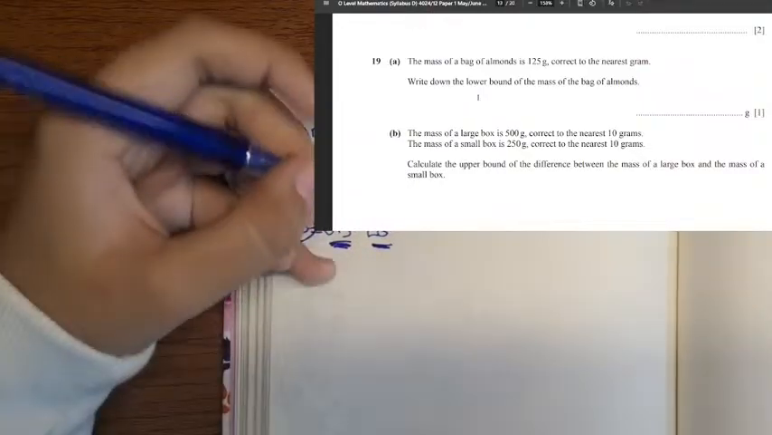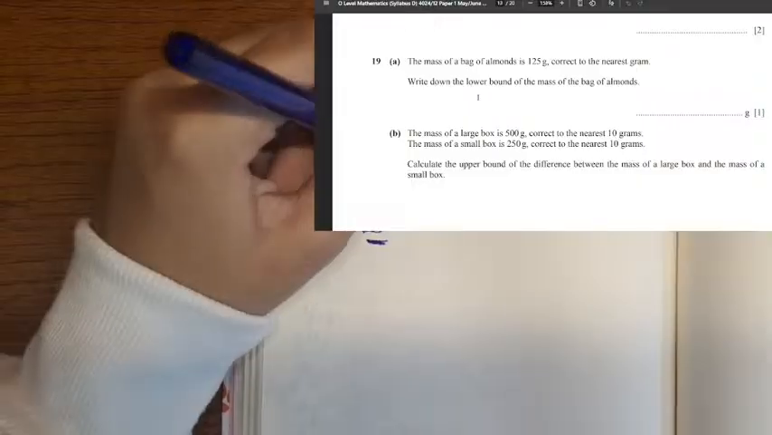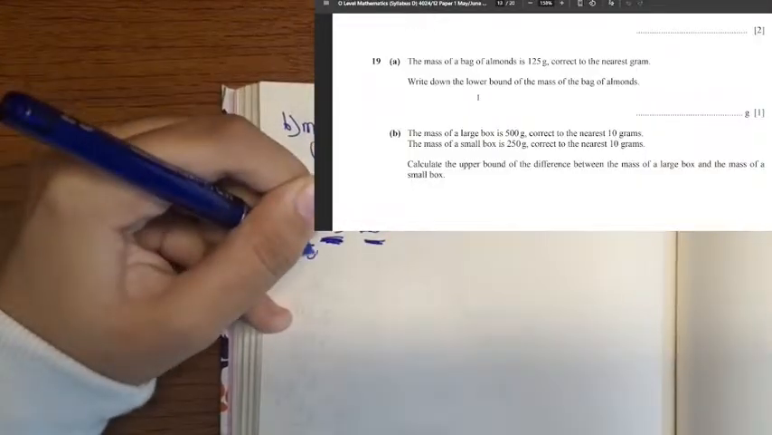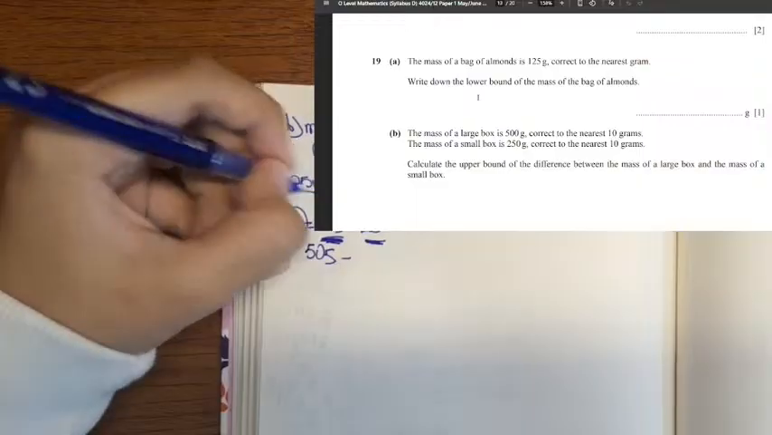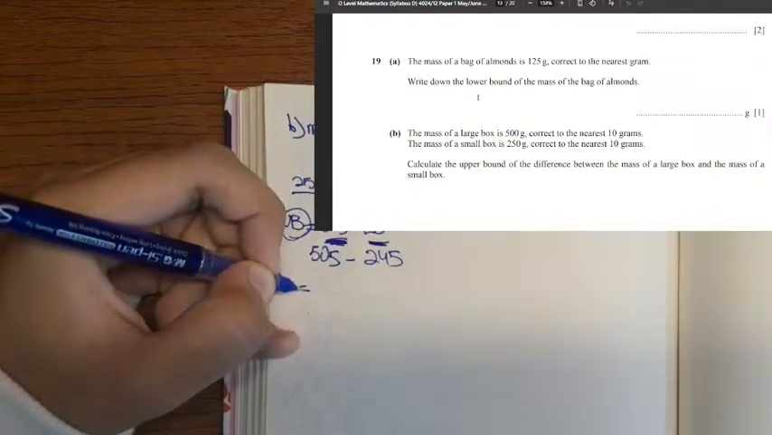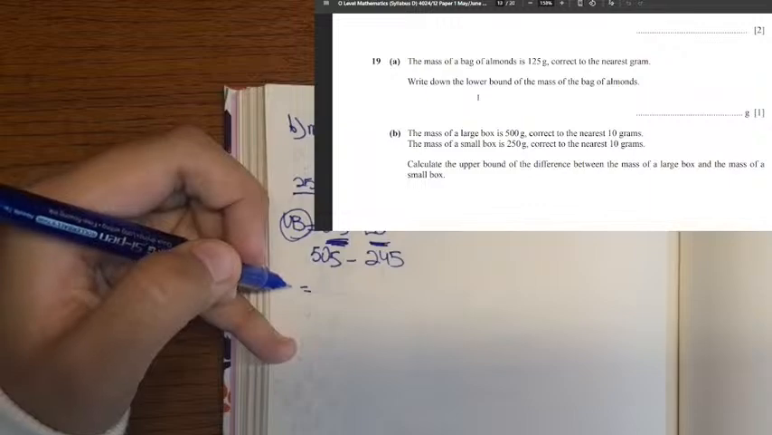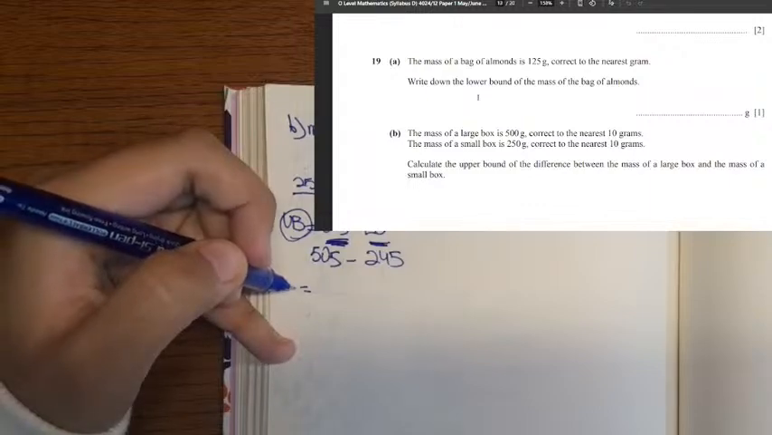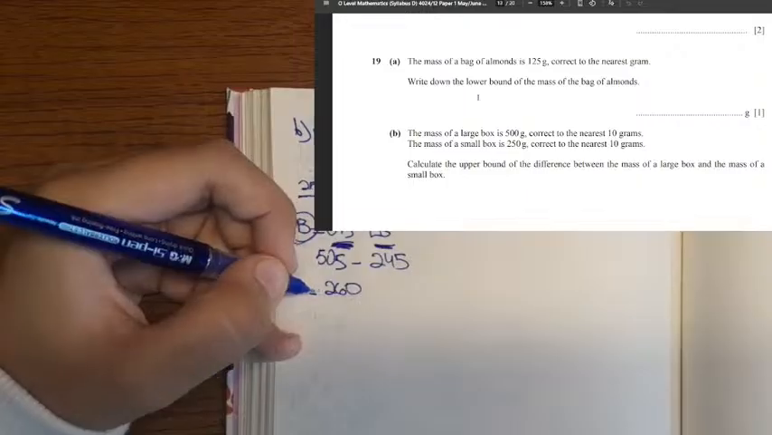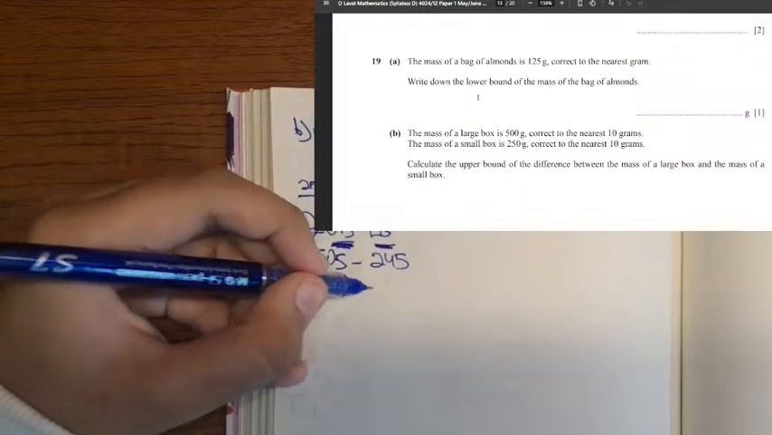So first, let's find the upper bound of the mass of the larger one. If the accuracy is 10, then the error is 5, so it becomes 505. And the lower bound becomes 250 minus 5, so that's 245. Let's subtract these to find the upper bound of the difference between them. 505 minus 245 is equal to 260. So the upper bound of the difference between them is 260 grams.